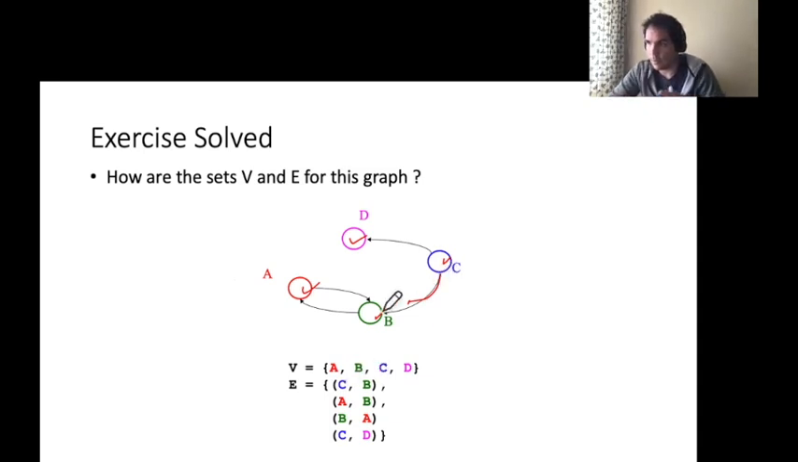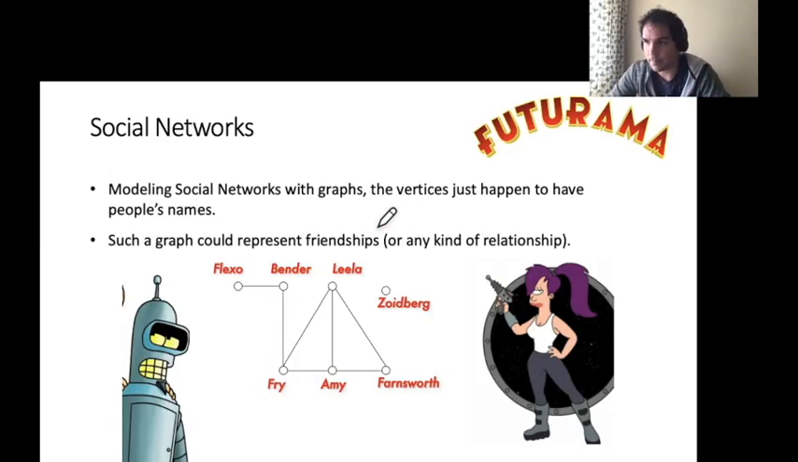So from C to B, now from A to B, from B to A, and from C to D. Okay, so this is just the representation of the graph. Graph is a popular data structure that we can use in order to model situations in social networks.